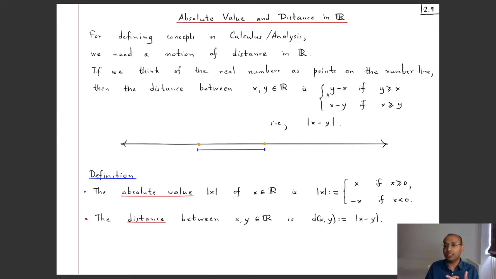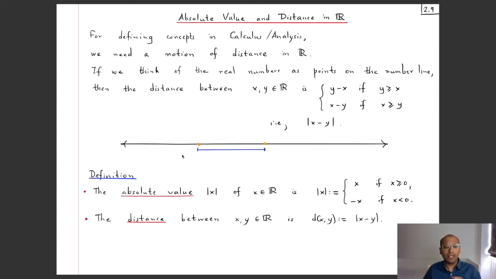So notice that we are taking y minus x if y minus x is bigger than or equal to 0, and if y minus x is less than 0, then you are taking the minus of that. In other words, this is nothing but the absolute value of the difference between the two numbers, right? So the only role of the absolute value is that it gives us a succinct way of expressing this distance.